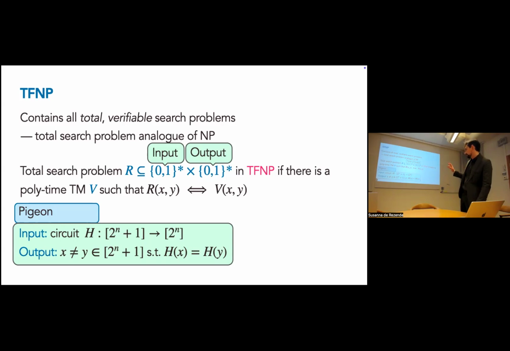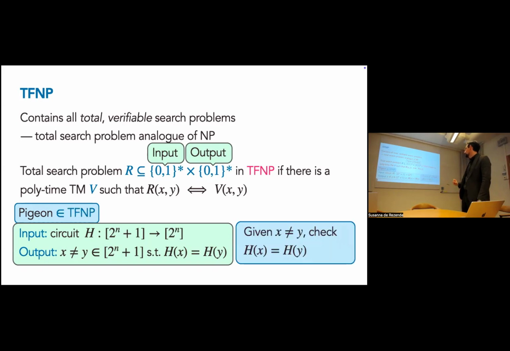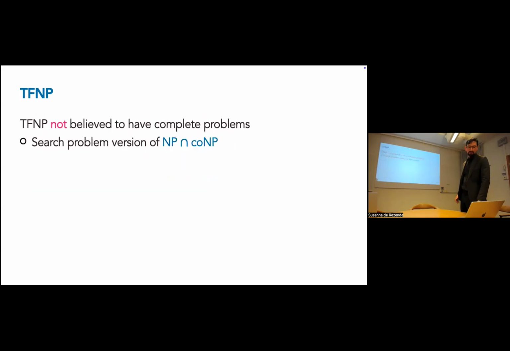So this is the pigeon problem rather than the weak pigeon problem. The only difference is that now the size of the domain is one more than the size of the range. It's slightly stronger. And so you want to output a collision again. This is in TFNP because given a potential solution, you just run the circuit on both of them and see if they map to the same place. So that's clearly polynomial time.